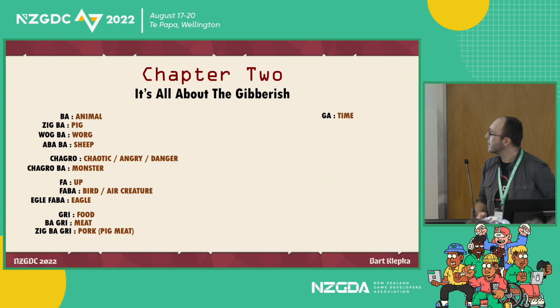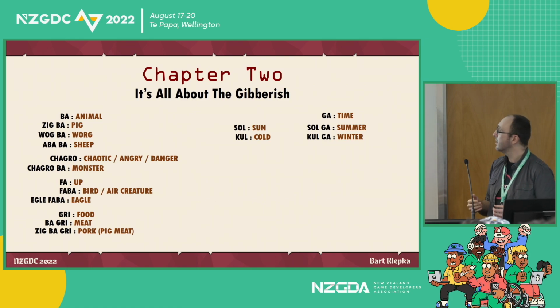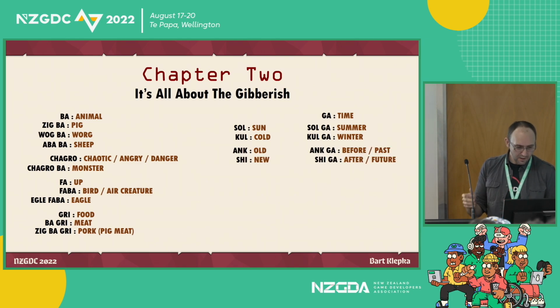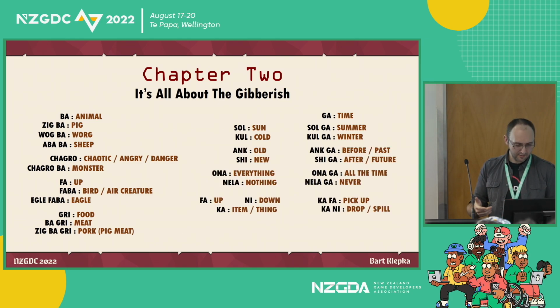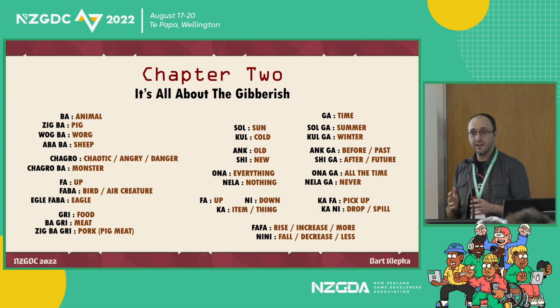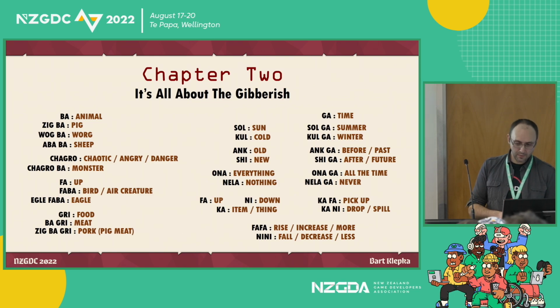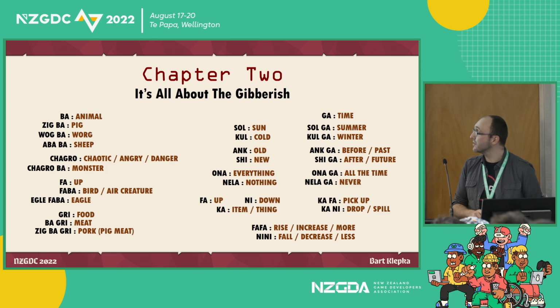Just a couple more examples. Ga meaning time, which we saw before. Sol and kul mean sun and cold. So sol ga means sun time, or summer. Kul ga means cold time, or winter. So you kind of get the idea. I won't just scroll through these. By no means a perfectly crafted language, but I did my best to stick to the rules and minimize word bloat. And again, I can't stress how super fun this exercise was.